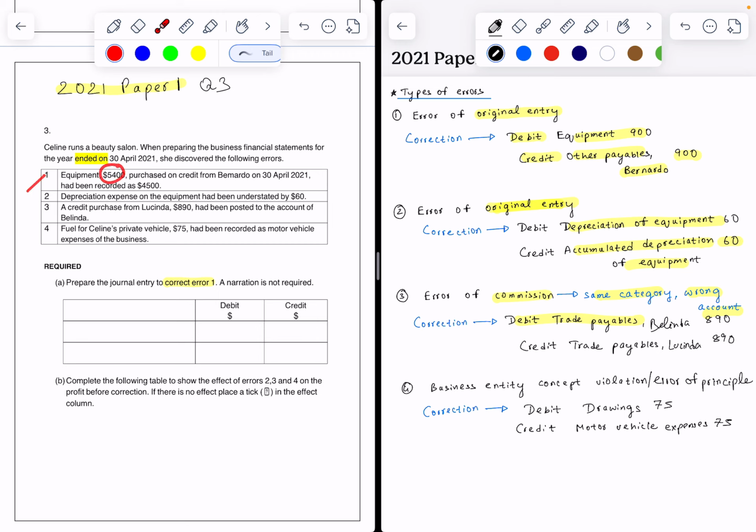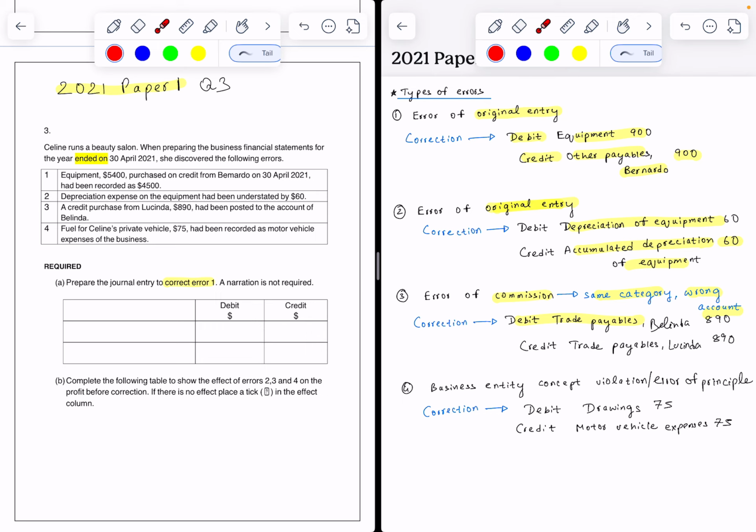Equipment of $5,400 purchased on credit from Bernardo on 30 April 2021 had been recorded as $4,500. So this type of error is what we classify as an error of original entry. Error of original entry happens when the error is within the numbers. As you can see, the original purchase price for this equipment was $5,400, but we ended up recording it at $4,500. This means we ended up recording it at $900 less.